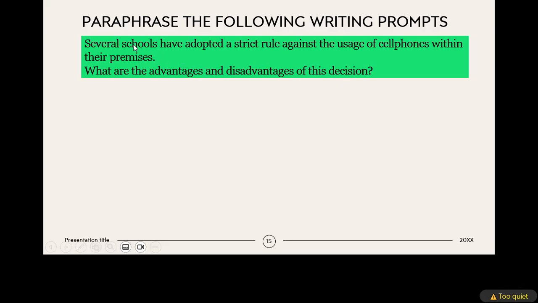But several schools have adopted a strict rule against the usage of cell phones within their premises. هناك some schools do not allow the use of cell phones وإلا smartphones within their school buildings. What are the advantages and disadvantages of this decision? هذا زي الموضوع هذا advantage disadvantages.